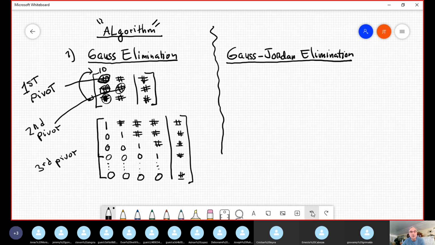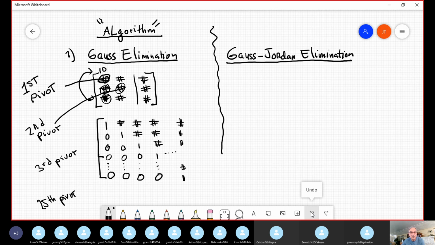Okay, sorry, I forgot something. This process continues. But in the last one, we have a pivot 1. Suppose that this is the 25th pivot, because the system contains 25 equations. Okay, this is the line that separates the left-hand side and the right-hand side. It's another number.